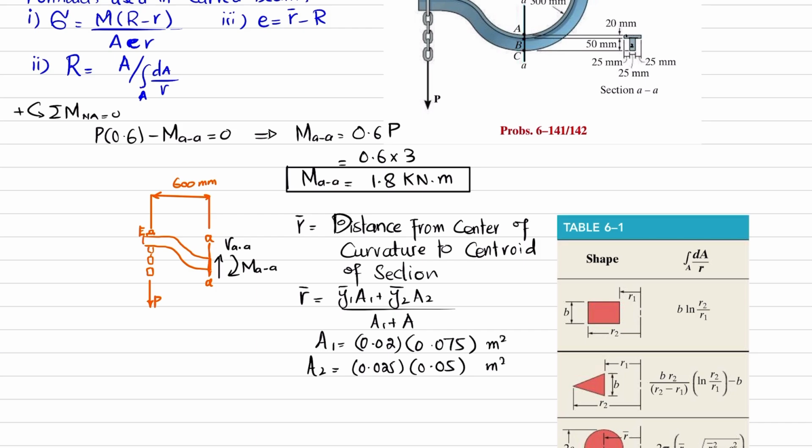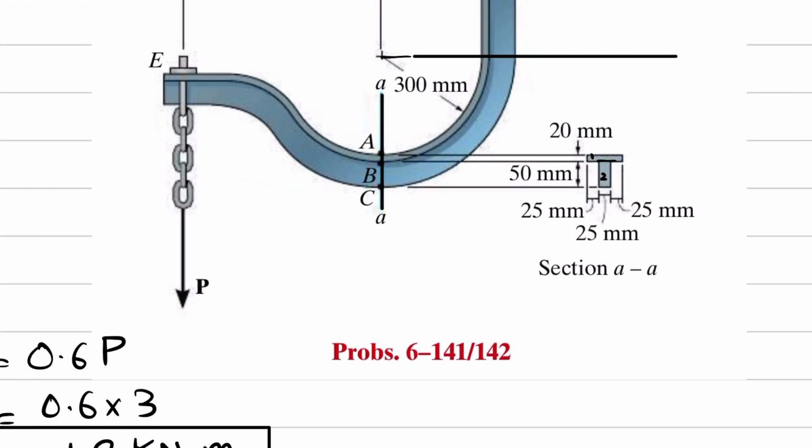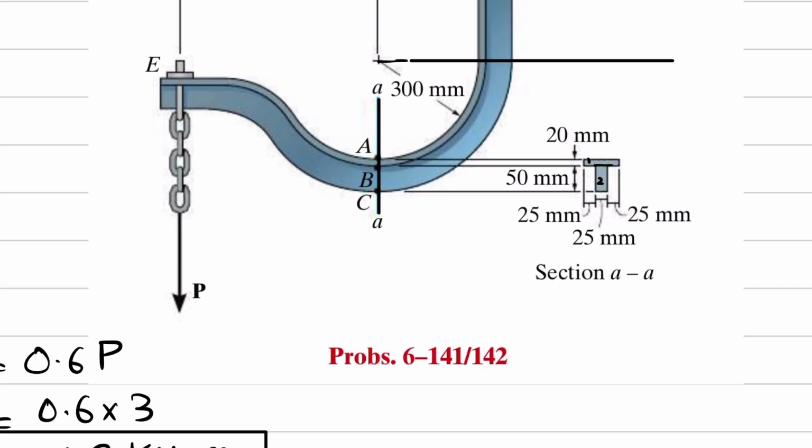Now what is Y1 dash and Y2 dash? So Y1 dash is distance from this center of curvature to the mid of first section. So this is the mid of first section. You can see that this distance from center of curvature is 300 millimeter and half of 20 is 10. So this will be equal to 310 millimeter. So I will write Y1 dash will be equal to 310 millimeter, or that is equal to 0.310.